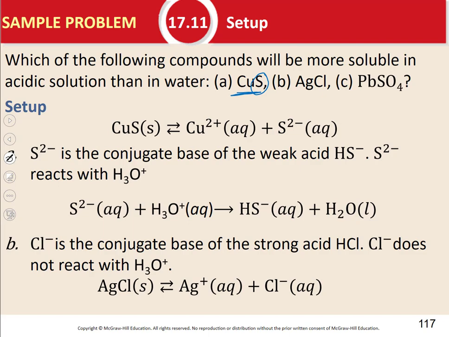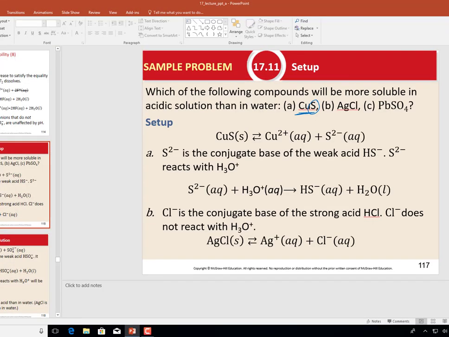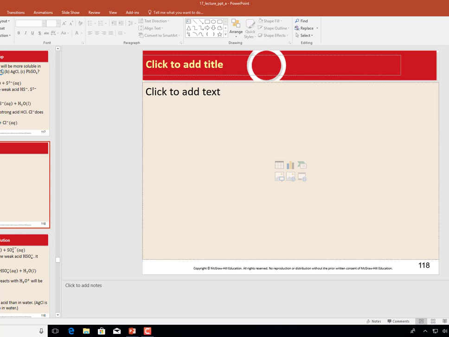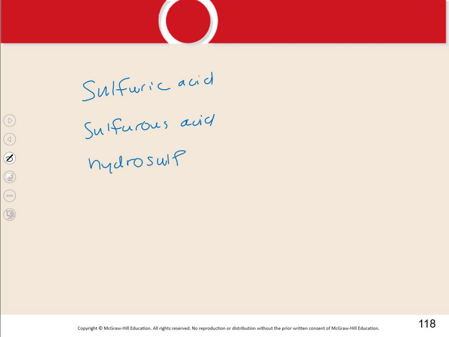I know, we talk about 3 different acids that contain sulfur. We're like, oh my gosh. We have sulfuric acid, sulfurous acid, and hydrosulfurous acid. And only one of these is strong.